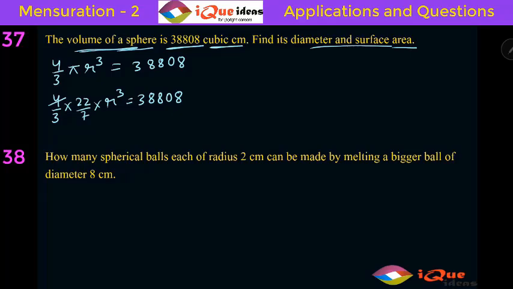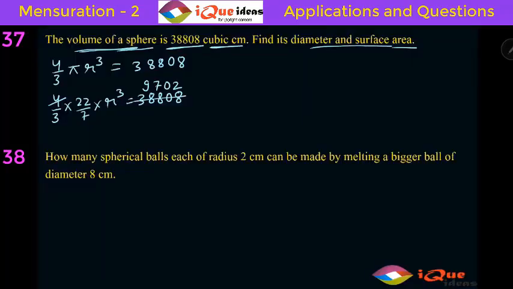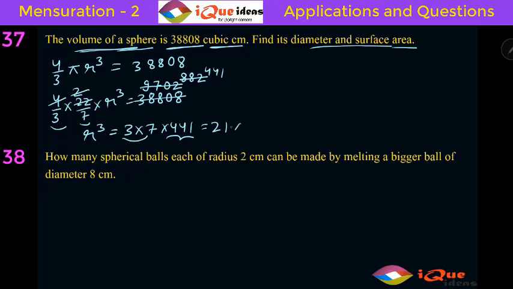Simplify as much as possible. First let's do one thing, divide by 4. If you divide by 4 you will get 9702. Alright. Now if you look at this closely, 9702, 9 plus 0 is 9, 7 plus 2 is 9. So this number is divisible by 11, right? So 11 cancels 22, 2 times, and 11 cancels 9702, 882 times. Fantastic. And 2 cancels 882, 441 times. So what do we have here? We have r cube equal to 3 into 7. This 3 and 7 goes to the other side. So 3 into 7 into 441. Fantastic. 3 into 7 is 21. 441 is 21 square. So eventually it is 21 cube.